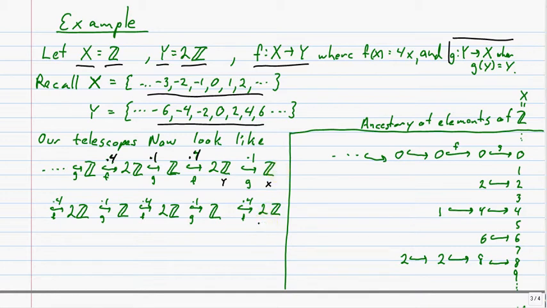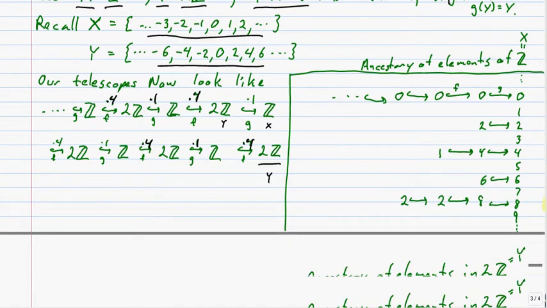There's also a mapping telescope that ends in 2Z, which I'm calling my Y here, where you go from Z to 2Z by the times 4 map, and you go from 2Z to Z by the times 1 map, and from Z to 2Z by the times 4 map. And now this is enough information to start looking at the ancestry of some of these elements.